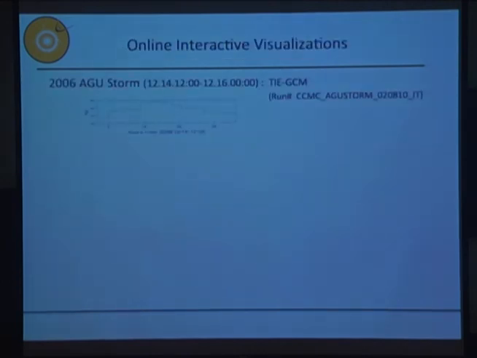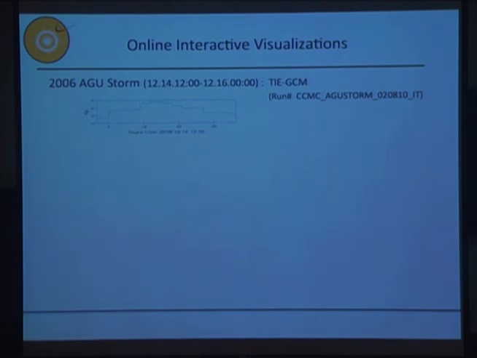So this extensive database can be used for your research and also for education if you are a professor. Okay, here is an example of how you can use these online visualization tools for your research. Actually, I ran the TIEGCM for a certain event. This is the 2006 AGU storm. And during the storm, Kp values reached up to 9, so it was a strong storm.